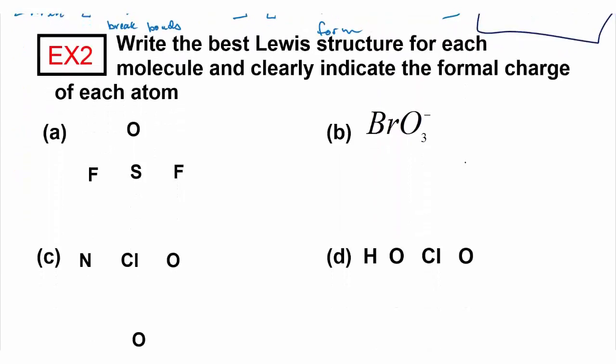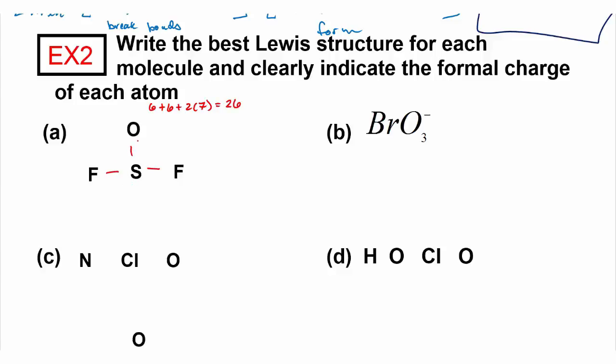Okay, so let's get back to writing Lewis structures. So write the best Lewis structure for each molecule and clearly indicate the formal charge for each atom. Start with the valence. We have 6 for oxygen, plus 6 for sulfur, plus 2 times 7 for fluorine. So I have 26 total valence electrons.